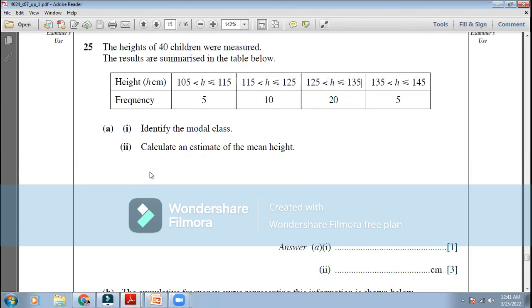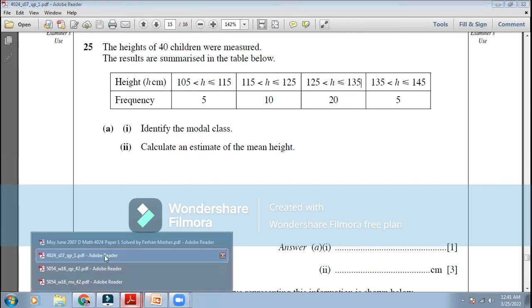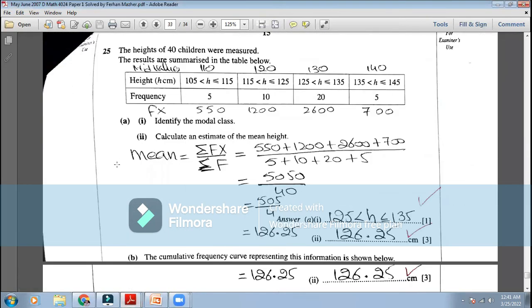Then they say calculate an estimate of the mean height. For the mean height, I will find the midpoint of each class: 110, 120, 130, 140. That midpoint will be x and this is f. You multiply these two with each other and that will give you fx. Then the mean will be the summation of fx divided by the summation of f. So let me show you.